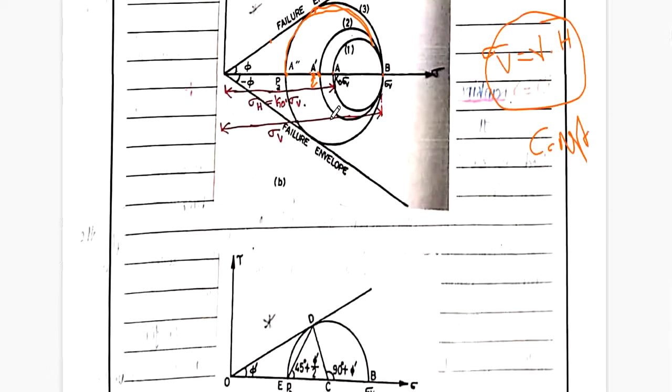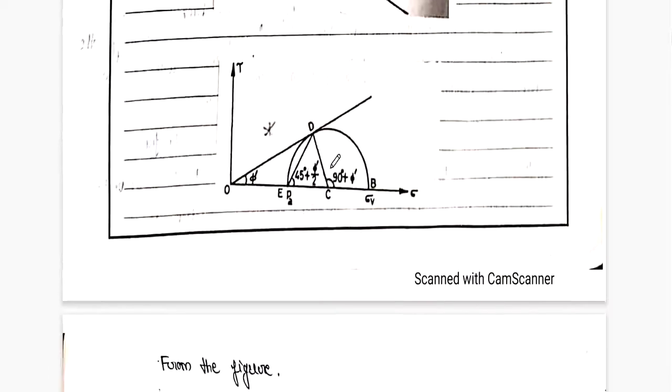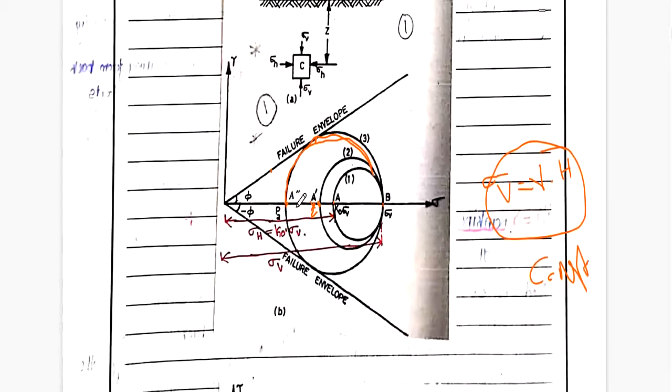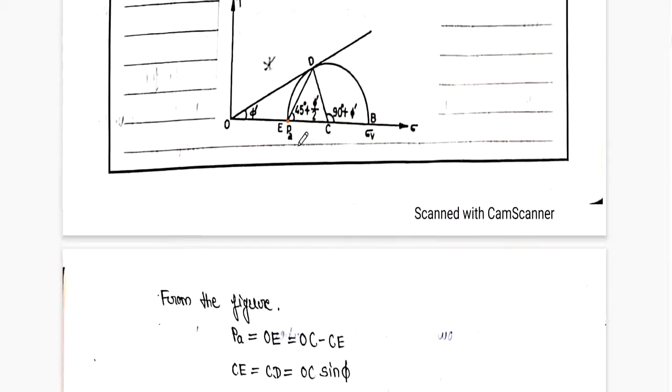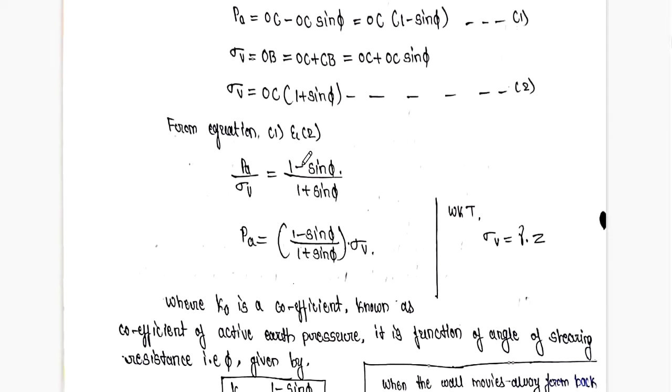Now you can see I am going to consider only this half portion, and I am going to draw the points like this. This is the origin C, and for A double dash I am going to show the point as E. By using simple trigonometry I can derive the formula for PA.